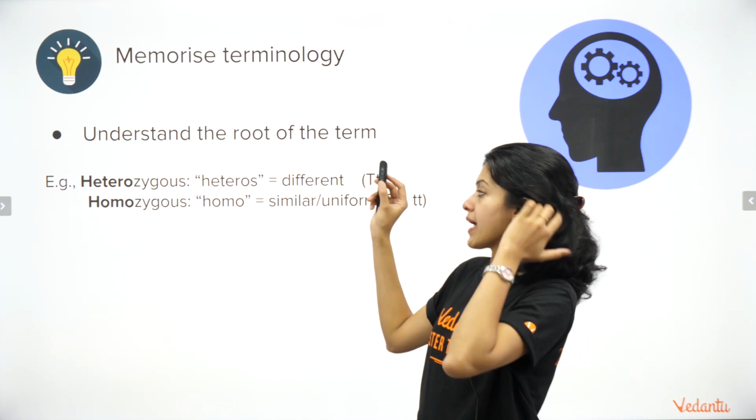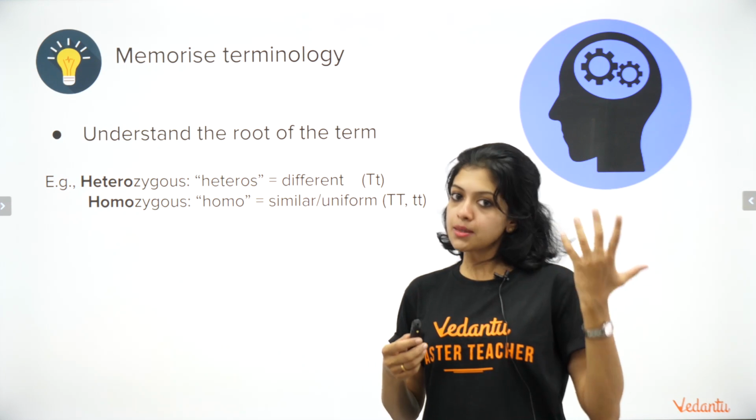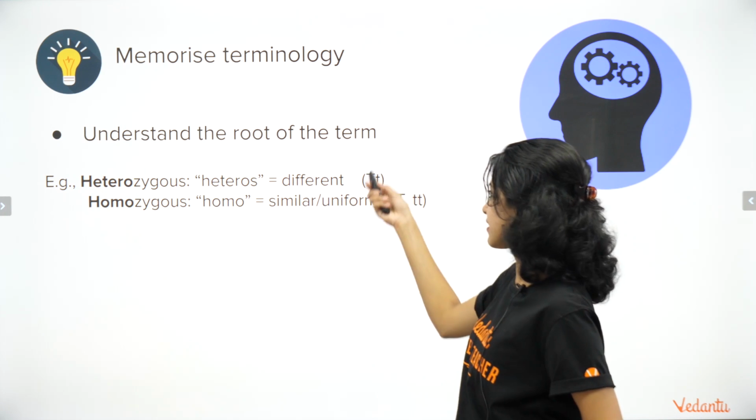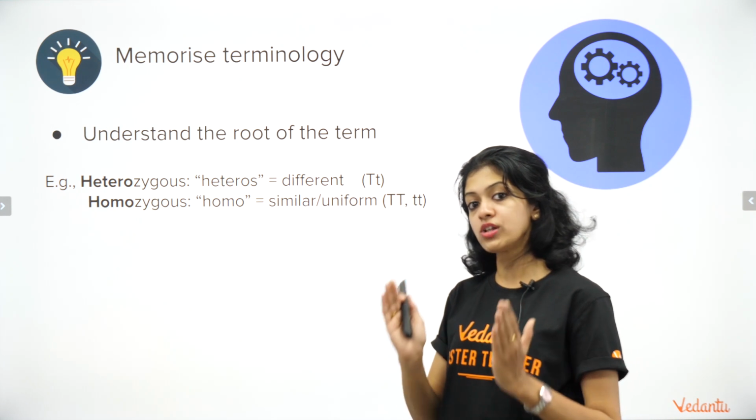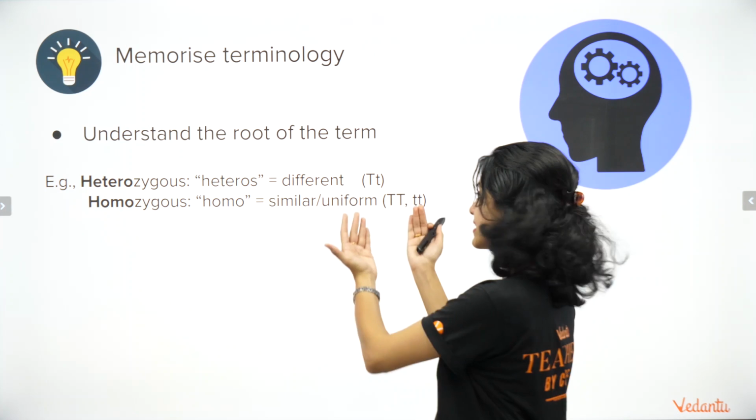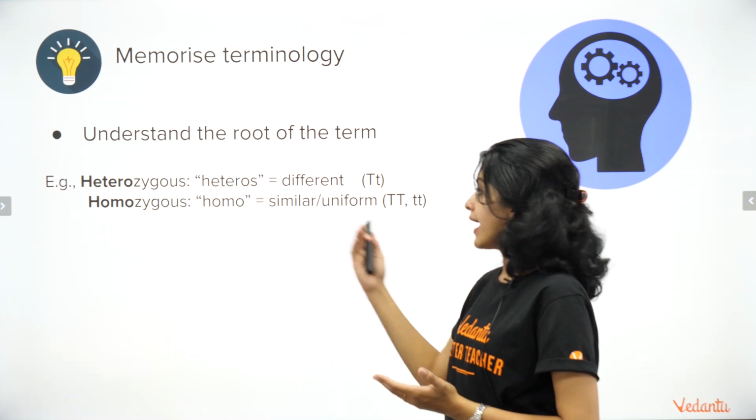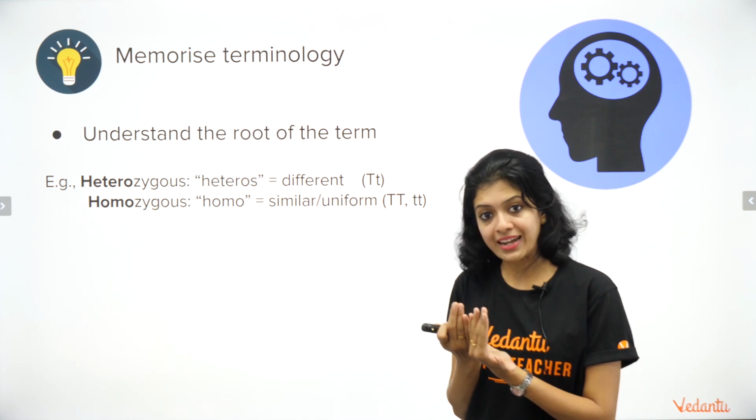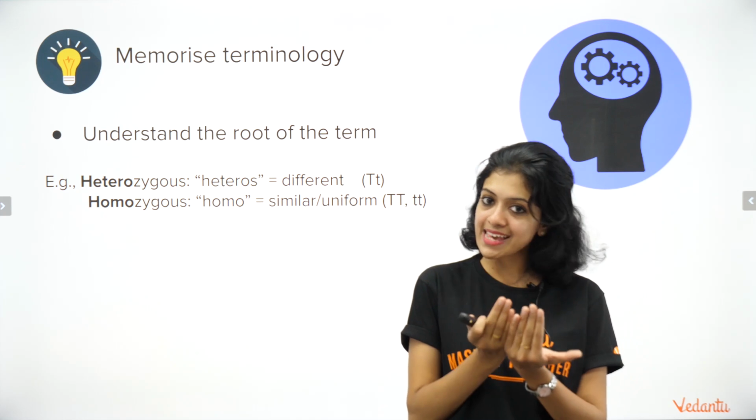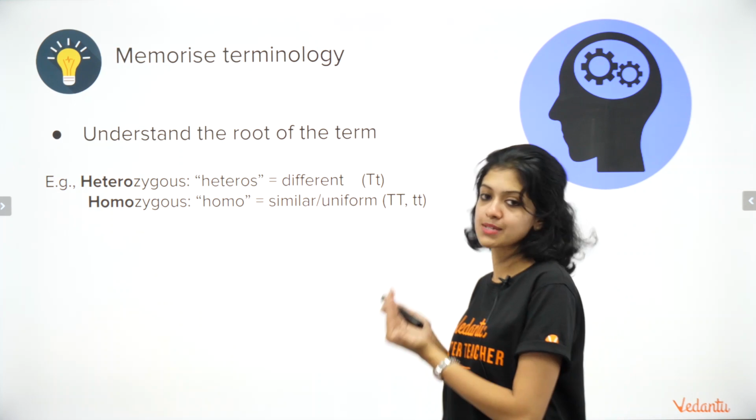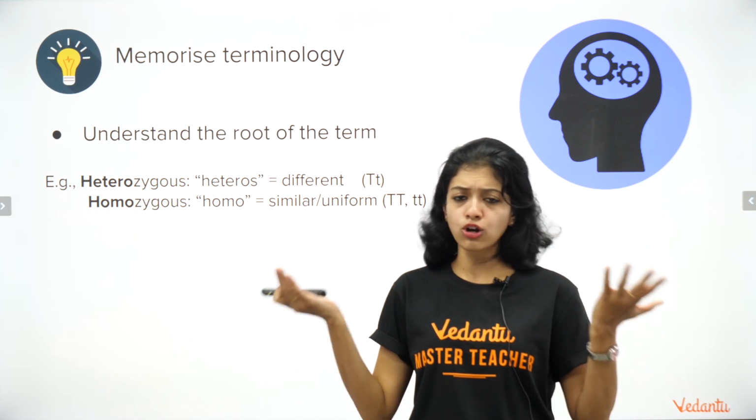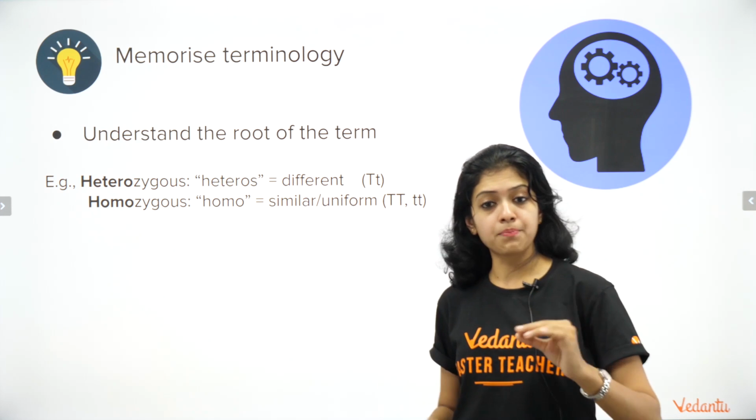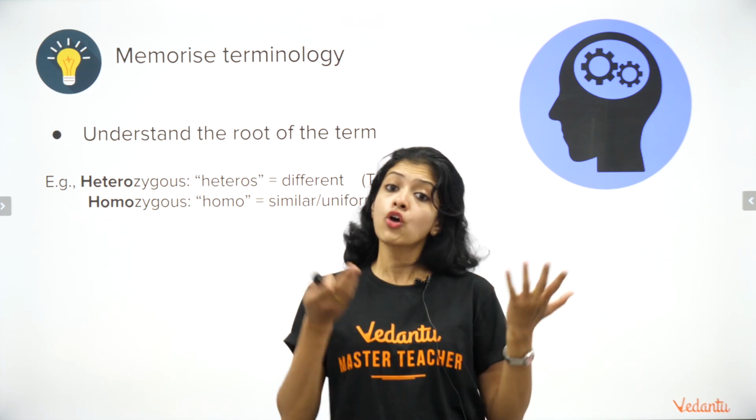Since in heterozygous, hetero is different, the meaning of it would ultimately be that the two alleles of a genotype are different, like you see here, capital T and small t. Capital T, small t together are described as the heterozygous condition. And homozygous, because homo means similar, you have two similar alleles, or the two alleles of the genotype are the same, capital T, or a small t, or whatever allele or gene it may be. Okay, this is just to give you an example. So understand the root of the term. Another example that I can think of is the term photosynthesis, right?